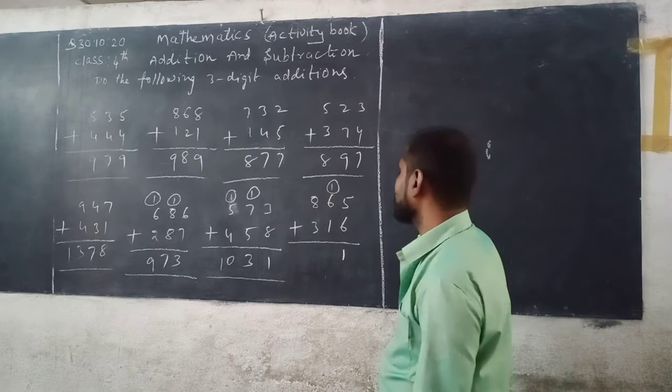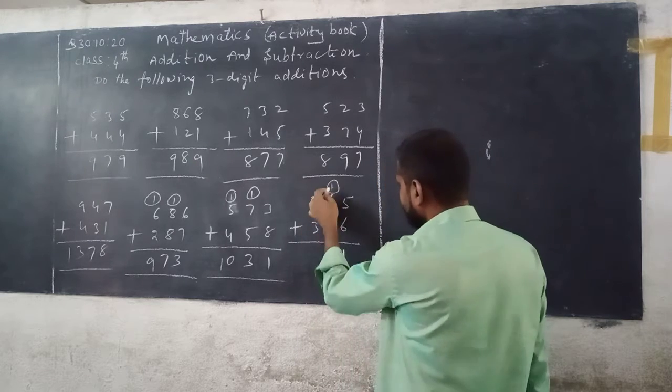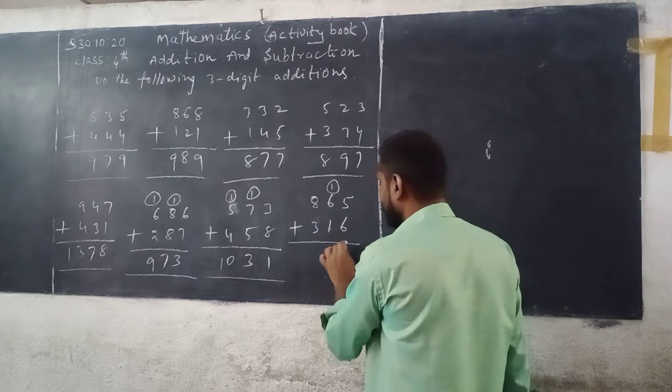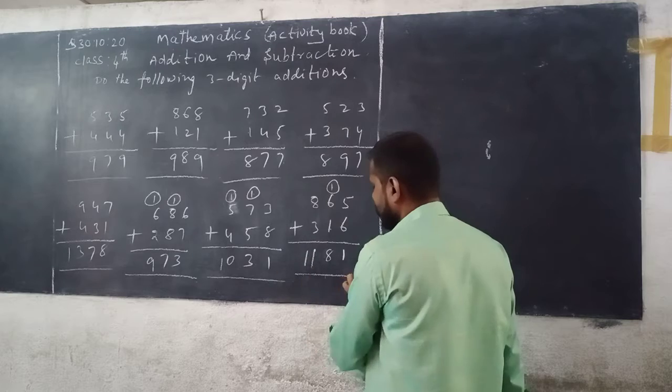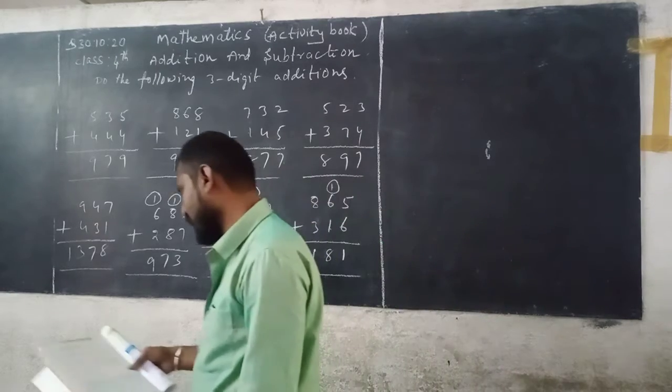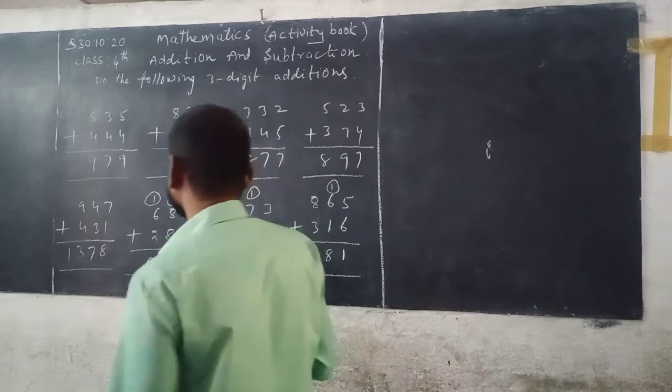Now next we add the digits in tens place. That is 6 plus 1, 7. 7 plus 1, 8. Next we add the digits in hundreds place. 8 plus 3, you can get 11 total. So sum is equal to 1181.